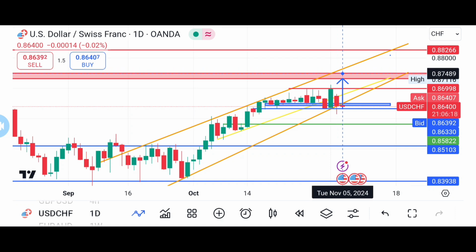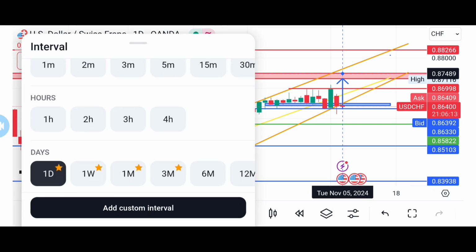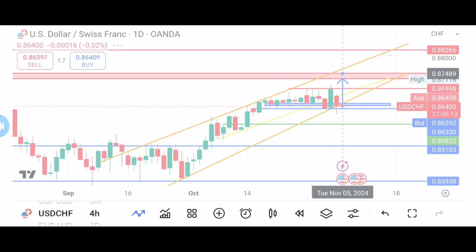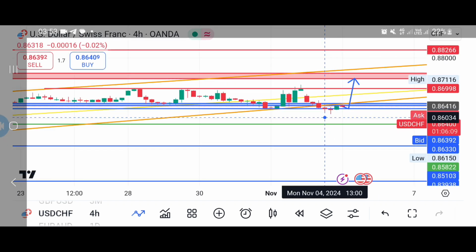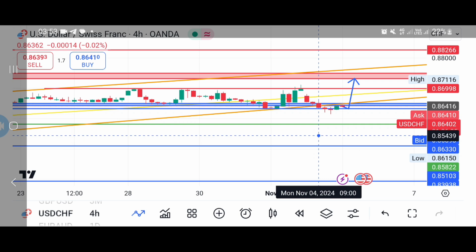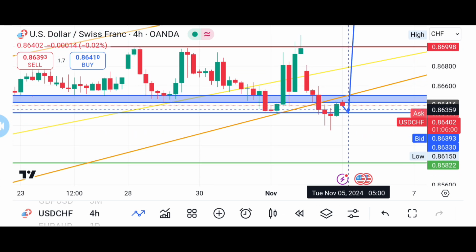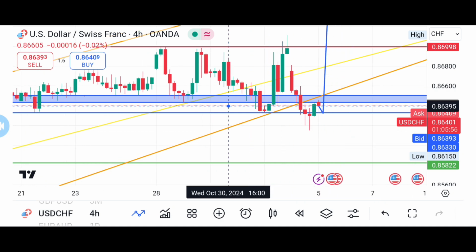Are we together? So if you can see, let us go to 4-hour time frame. Today is Tuesday. This is a live market, and in Kenya it is around 4 a.m. So if the market will be able to break this trend line, let me now show you.